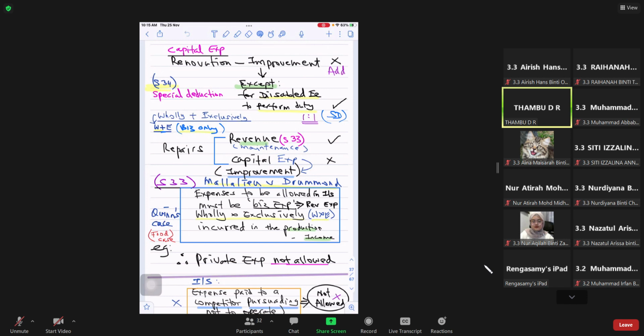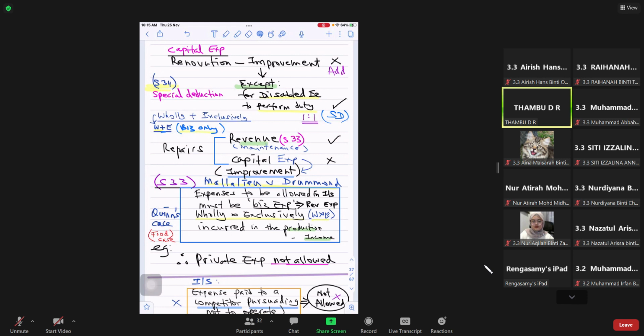But if the capital expenditure was incurred for the purpose of disabled employee to perform a better duty, then we allow it. We give single deduction. What is single deduction? Single deduction means you spend $1, I deduct $1. Do not get confused with salary. Salary paid to disabled employee, I give $1, you get $2 deduction. If you spend 1, I give 2. This one is not salary.